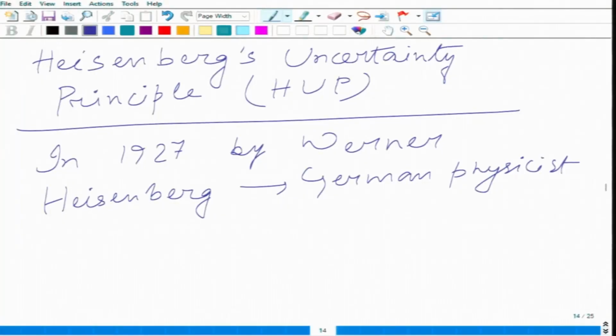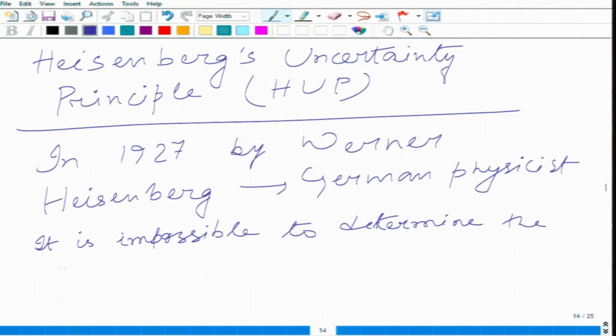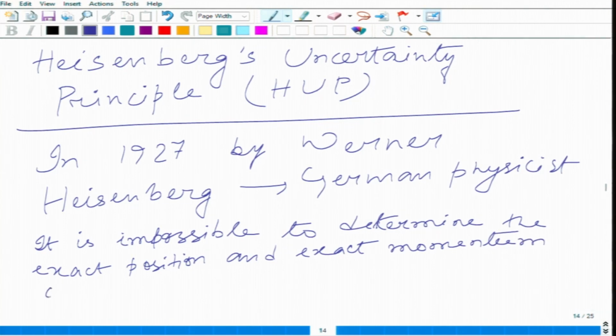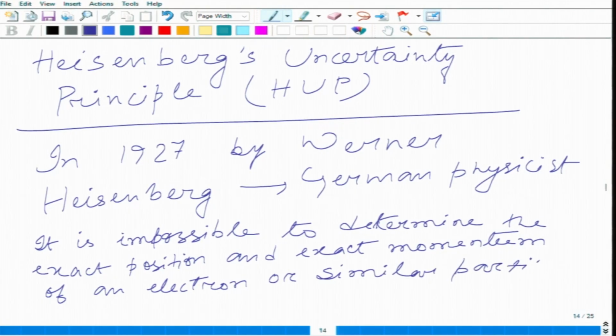So Heisenberg's uncertainty principle stated that it is impossible to determine the exact position and exact momentum of an electron or similar particles simultaneously. Okay.